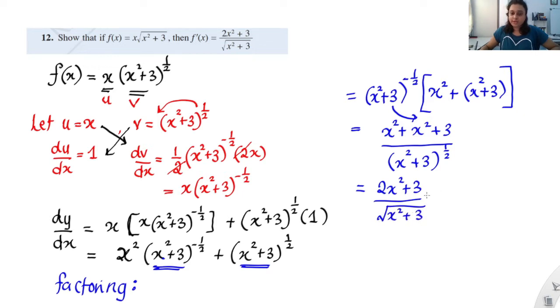Okay, so as you can see, we have already shown the result. When you differentiate, you get exactly like the one they show. Okay, so done.